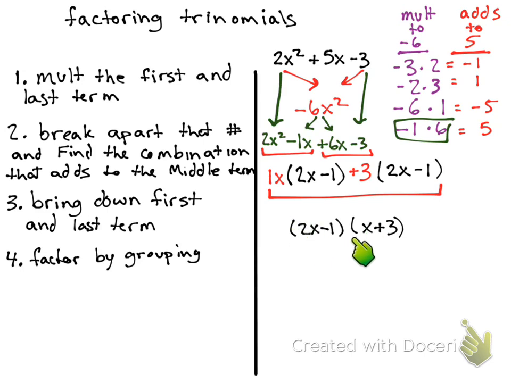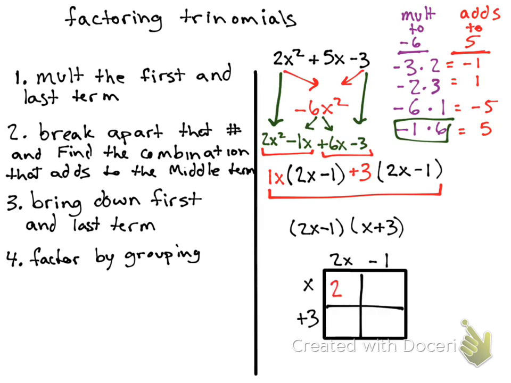So, to check your answers, what you can do is multiply these two terms together. When you're multiplying, you can make a box to keep them organized. One of them is 2x minus 1, the other one is x plus 3. So we're going to just fill in the box and multiply just to check our answer.